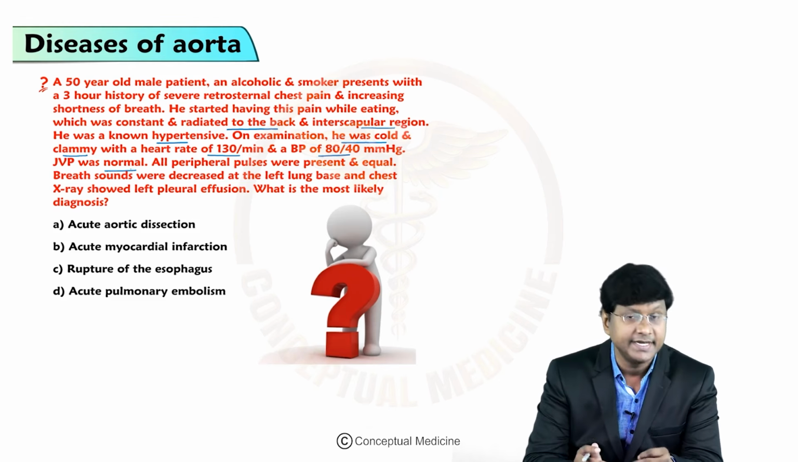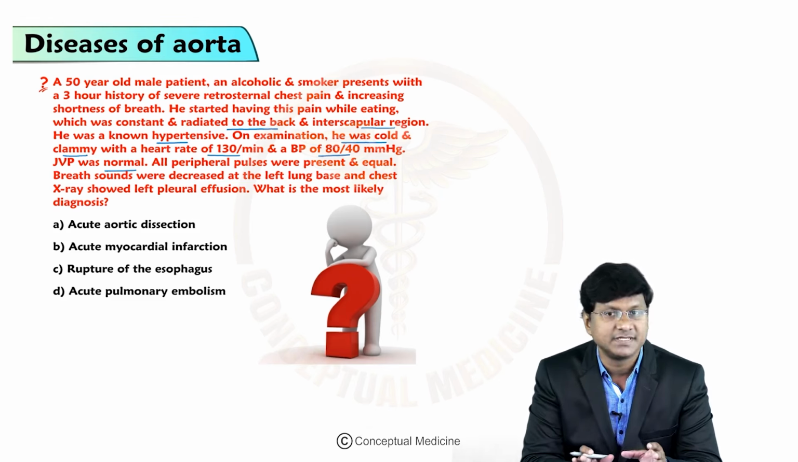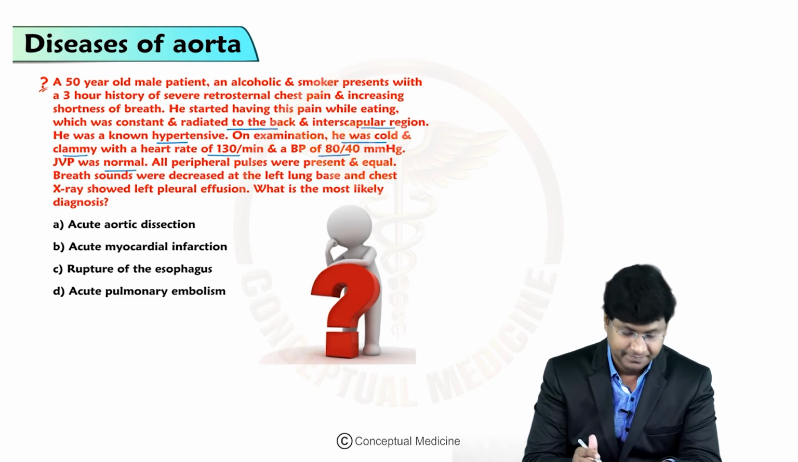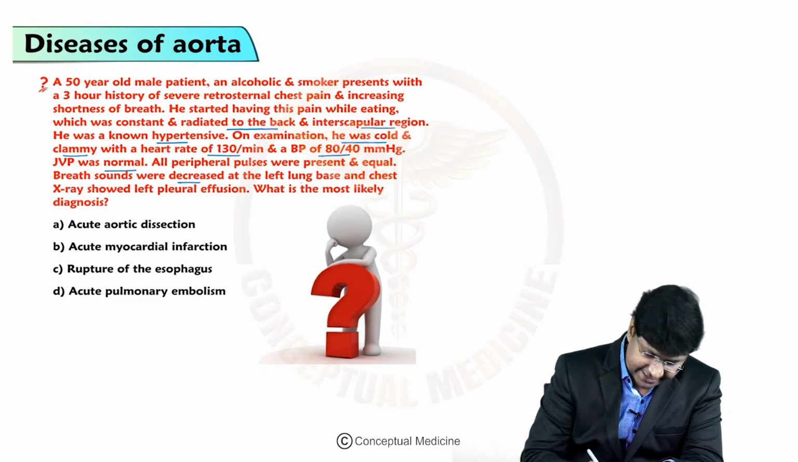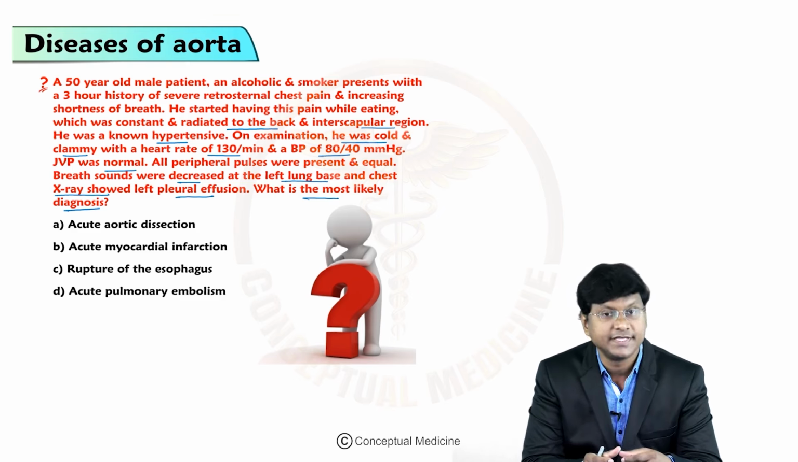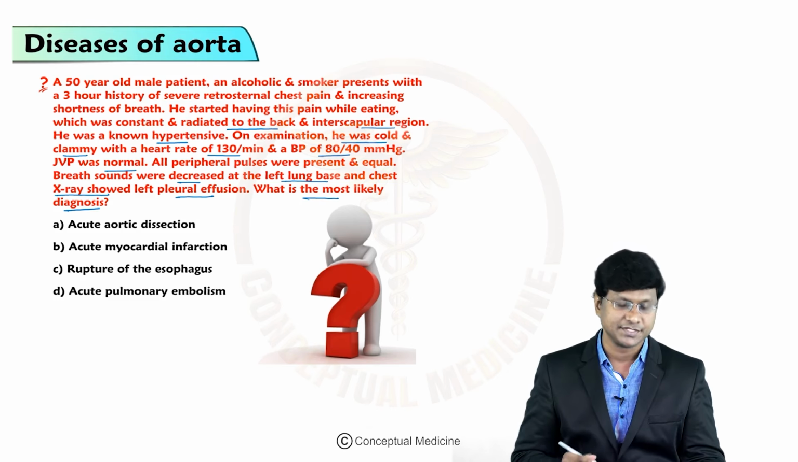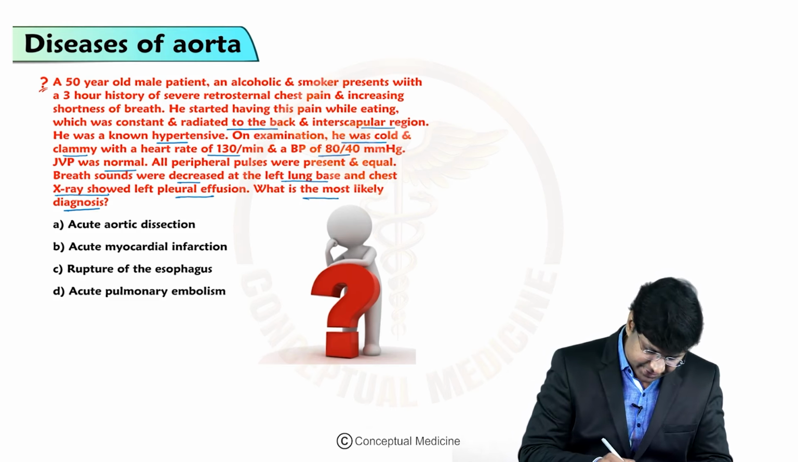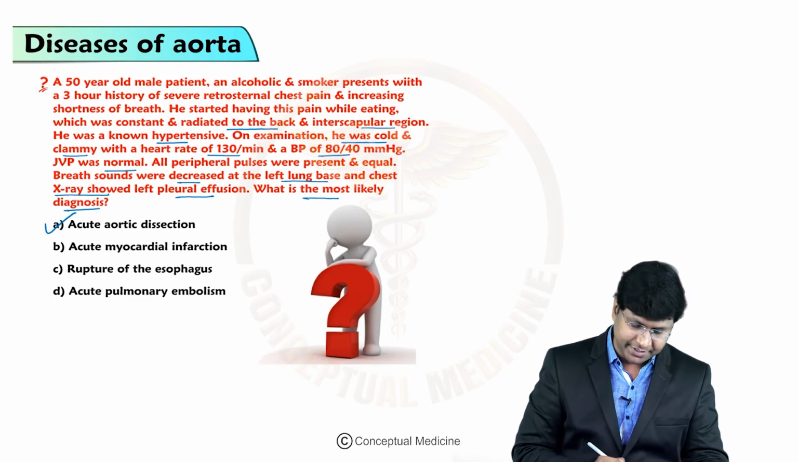And JVP is normal. All the peripheral pulses were present and equal. Breath sounds were decreased at the left lung base and the chest X-ray showed left pleural effusion. What is the most likely diagnosis? Acute aortic dissection, acute myocardial infarction, rupture of the esophagus, acute pulmonary embolism. So this particular patient is suffering from acute aortic dissection.